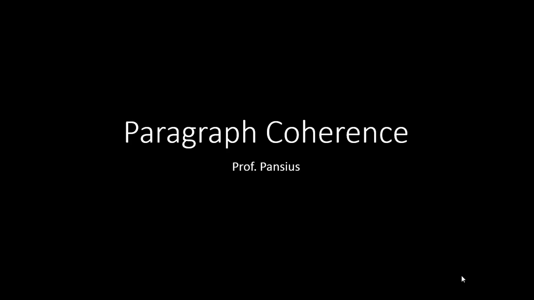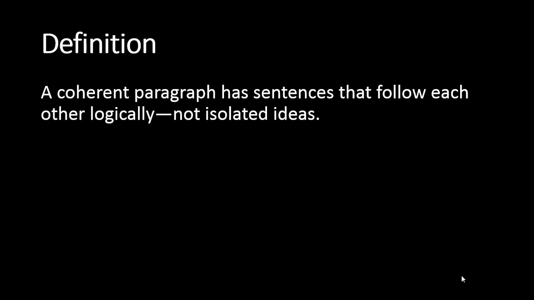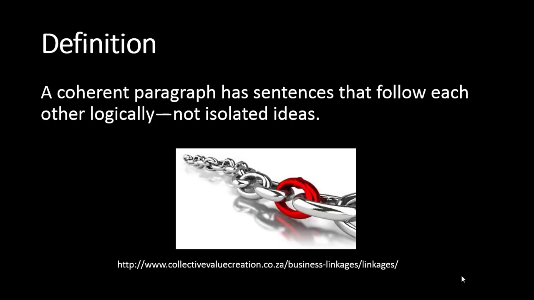So this video is about paragraph coherence, a very important aspect of writing. I'd like to define this first. A coherent paragraph has sentences that follow each other logically. They're not isolated ideas, just like the links in this chain. A coherent paragraph means that one sentence flows into the next sentence.